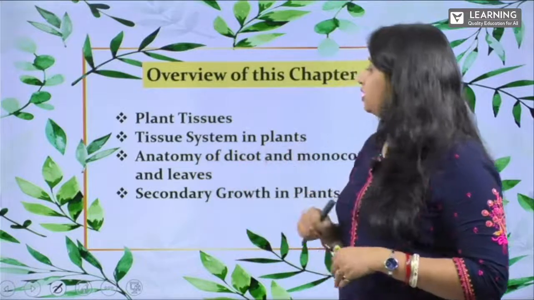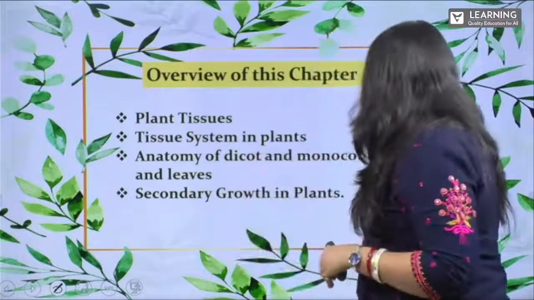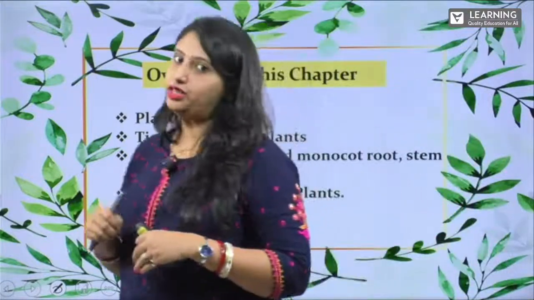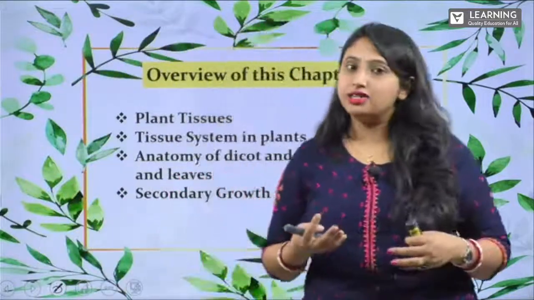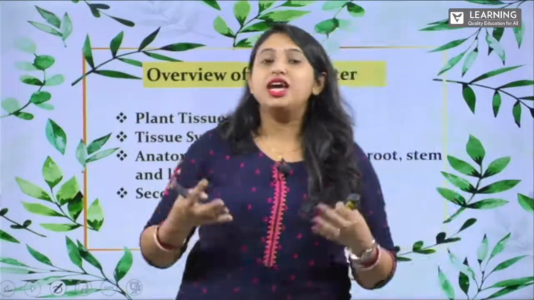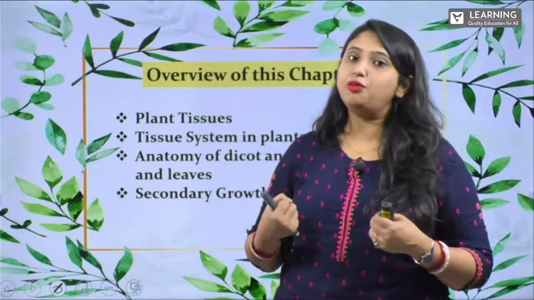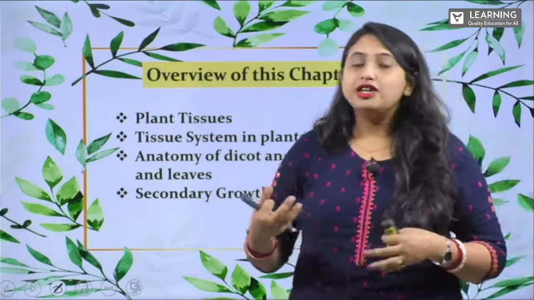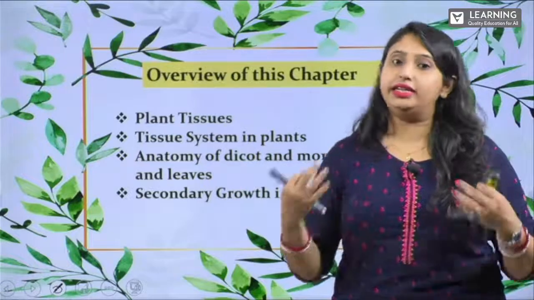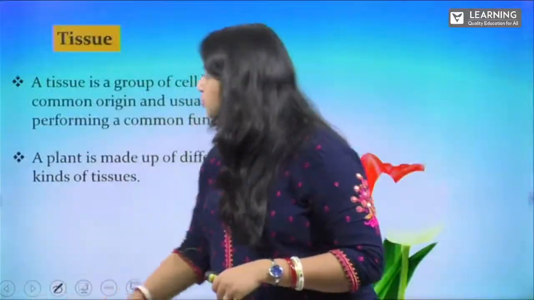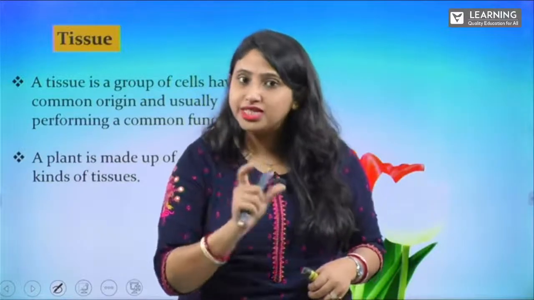Next you will be learning about the anatomy of the dicot and the monocot root, stem, and leaves. And also you will be learning about the secondary growth in plants. That is, how the thickness of the plants increases with the help of the cambium, right? We will be learning all about these things in this chapter in detail. So in today's class we are going to cover what? That is the meristematic tissue and the permanent tissue.